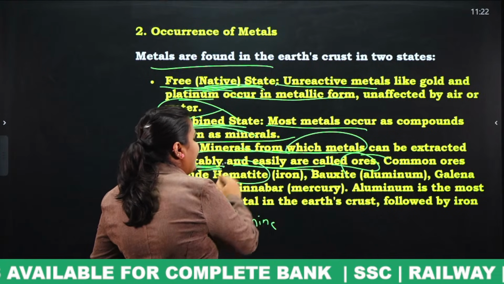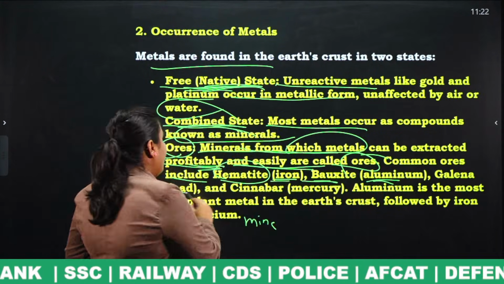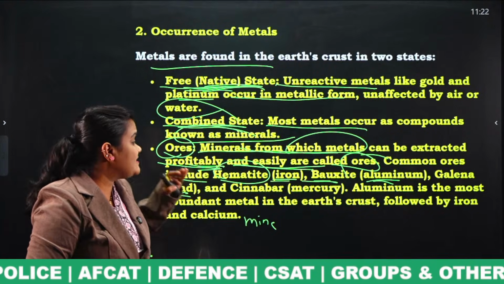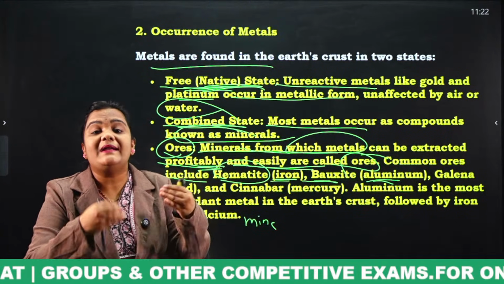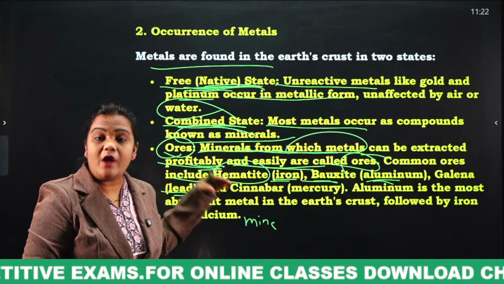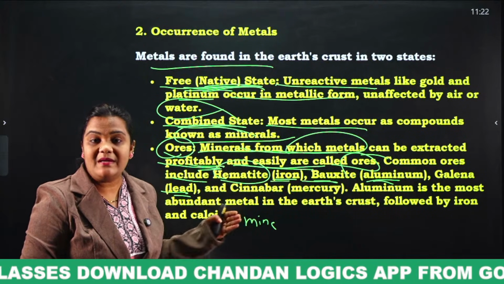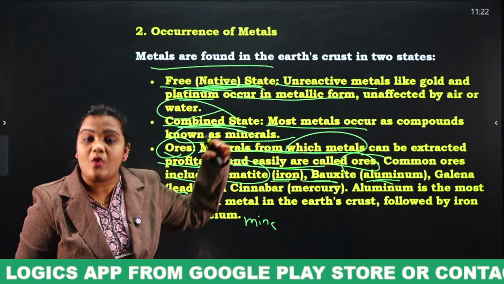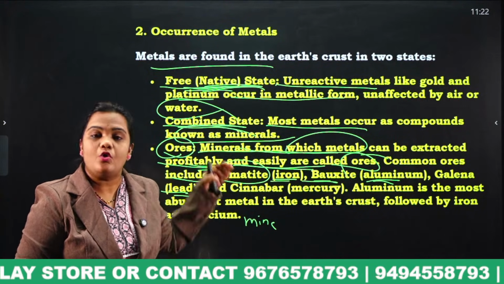And what are the common ores? They include hematite for iron, bauxite for aluminium, galena for lead. Did you understand what I said, students? The metals like iron, aluminium and lead, we will not get in the pure form. We will get these elements in the form of minerals, and from those minerals we are going to extract these metals, and they are considered as ores.